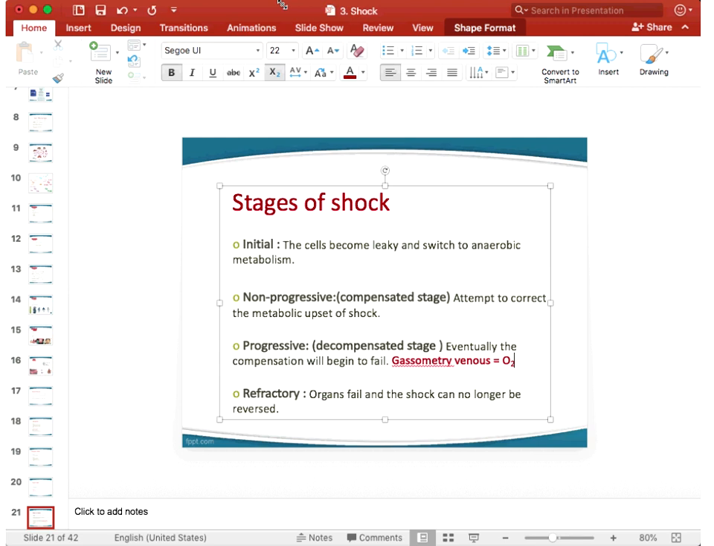Okay, thank you. So when you are asked to perform this kind of test, then you will know why. Then you will see that they're looking for tissue perfusion.